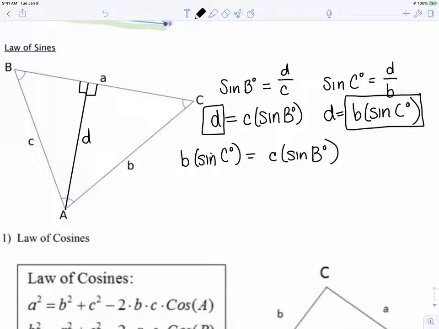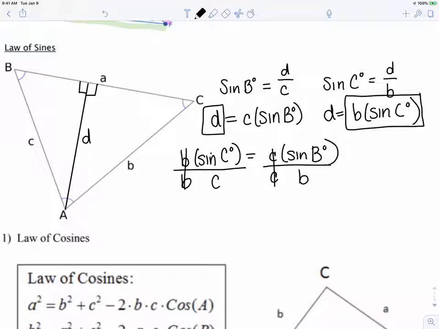We usually write it as a proportion so that we have the A's with the A's, the B's with the B's, and the C's with the C's. How could I get little b over to the other side? Yeah, if I divide both sides by little b. Now it's over here. What about c? Same thing, divide both sides. Now it looks a lot more like what you would see if you looked up the law of sines.